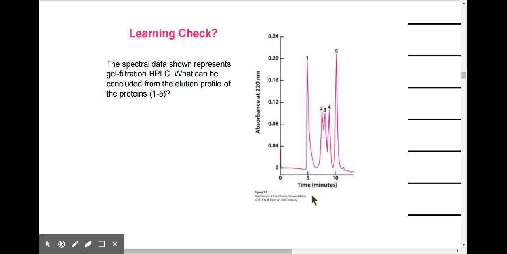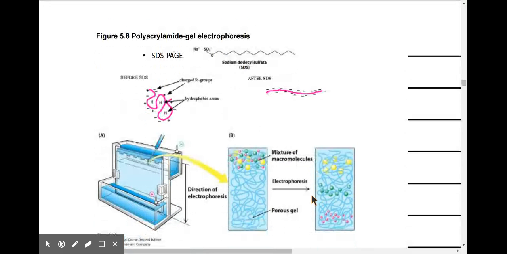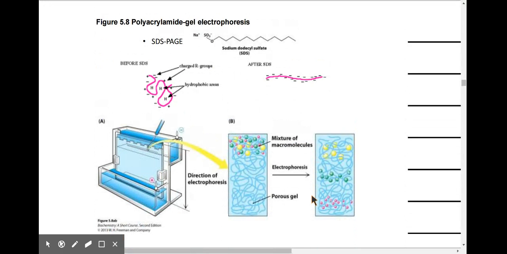You're already a gel filtration expert. We got it. So let's talk about another method of separating proteins: SDS-PAGE, sodium dodecyl sulfate polyacrylamide gel electrophoresis. And this is SDS right here, and you can see that SDS has a long hydrocarbon chain and then this very polar head group up there, the negative charge on sulfate, right?